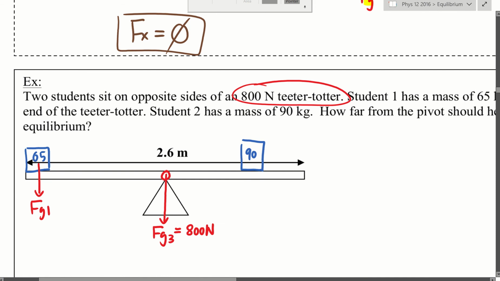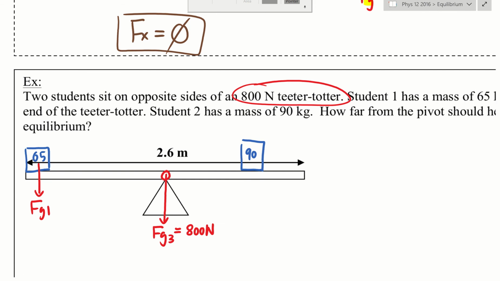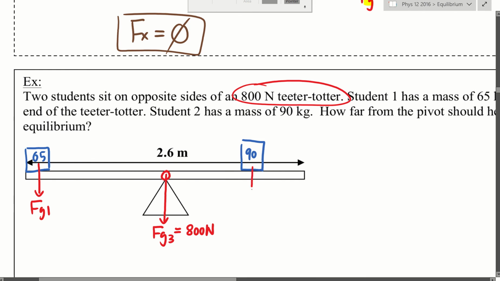If you put both of them on the edge, what happened? The game is so boring. The heavier kid will always be on the ground, and the lighter kid is always going to be up in the air, and they don't go up and down, which defeats the purpose of this game. So we want them to have an equilibrium so that they can actually go up and down, up and down. So the heavier kid has to sit closer to the middle, right?